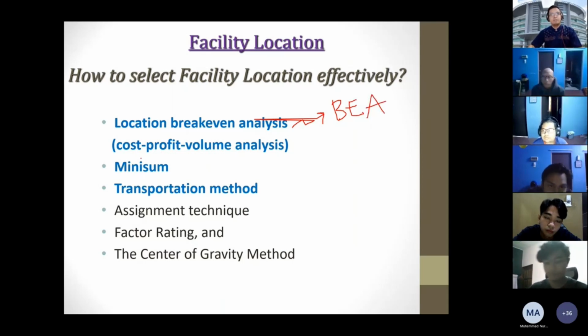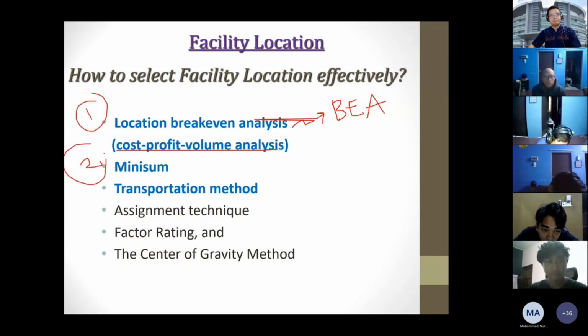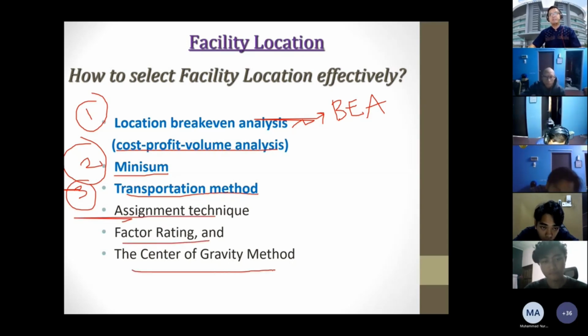It is also known as cost profit volume analysis. This is number 1. Number 2 we call the minisum models. And number 3 we call transportation methods. The other methods include the assignment technique, factor ratings, or center of gravity methods.